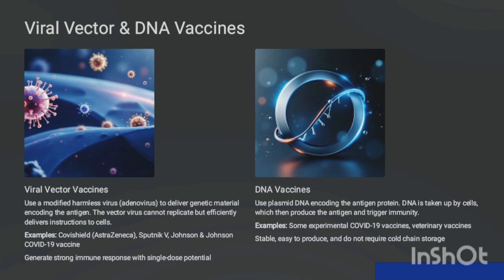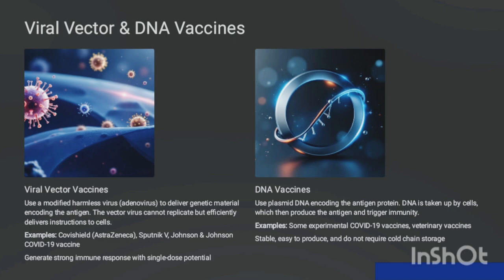DNA vaccines. DNA vaccines use plasmid DNA that encodes the antigen protein. This DNA is taken up by cells, which then produce the antigen, triggering an immune response. Examples: some experimental COVID-19 vaccines and various veterinary vaccines. Benefits: they are stable, easy to produce, and do not require cold chain storage.